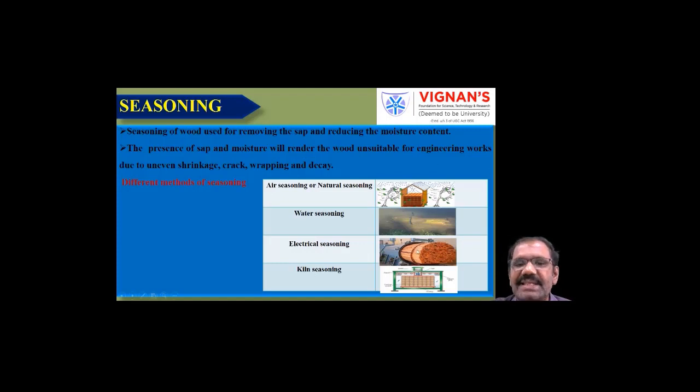Then electrical seasoning, this one is done in furnaces. A kiln is just like a furnace, where we apply this seasoning over the wood to protect it from the hot atmosphere.